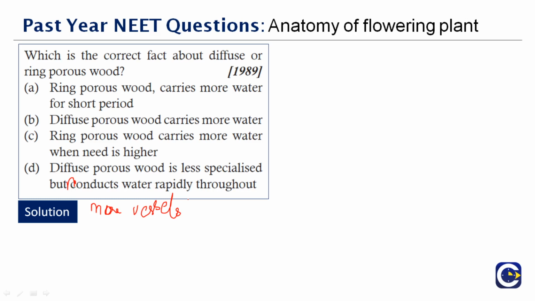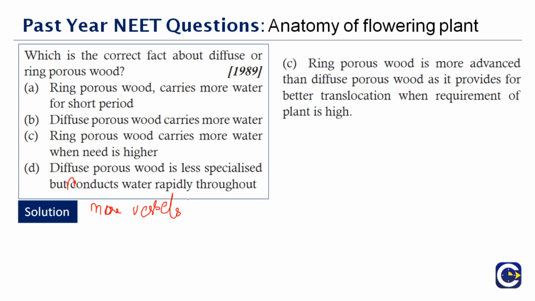So one thing which you have to understand here is that in the ring porous wood, between the beginning and the end of the season, there is a difference. But when you take a diffuse wood, it is almost the same type of growth that you see at the end and the starting. So now I think you will guess the answer. Yes, the right answer is option C. Ring porous wood carries more water when it is needed in higher range. Therefore, the correct option is C.